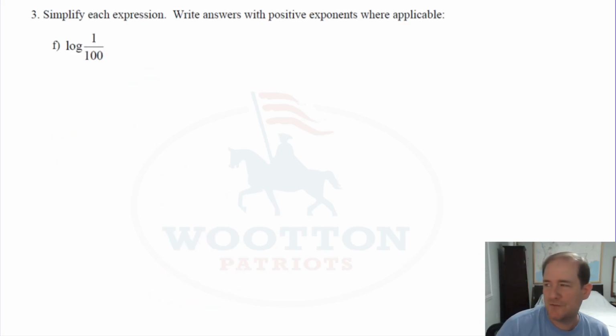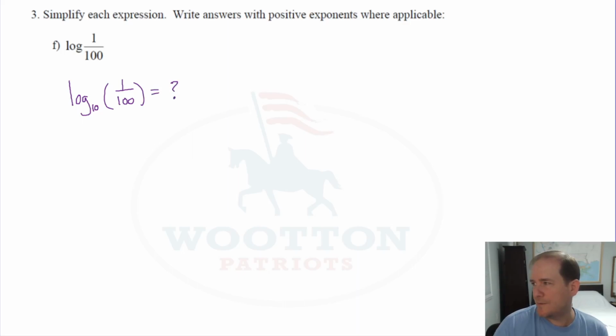How about 3f? We finally get something fairly easy. So hey, we're evaluating a log, and I don't see a base. So we talked about how when you don't see the base of a log, it's understood to be a base of 10. And hopefully you guys remember what I said about this. The question that a log is asking you is, hey, to what power should I raise 10 so that the result will be 1 over 100?